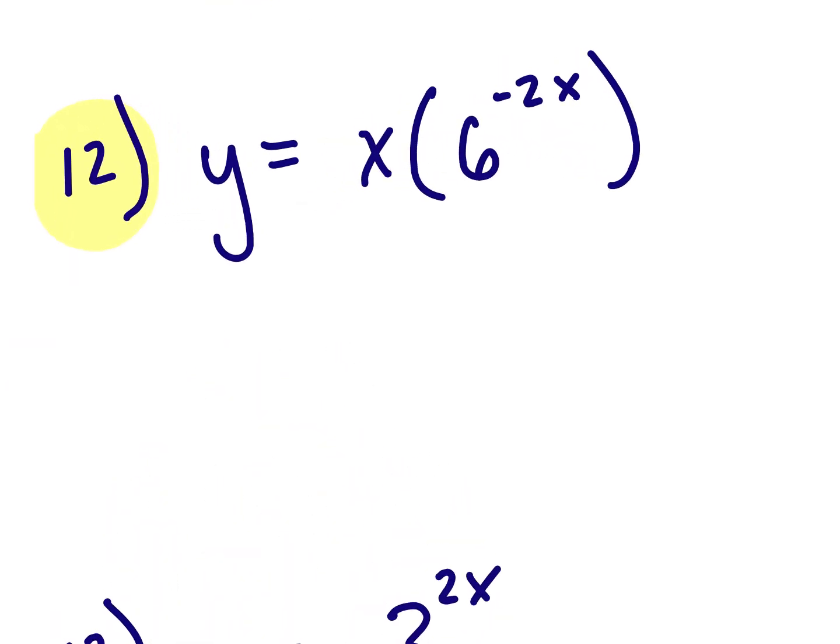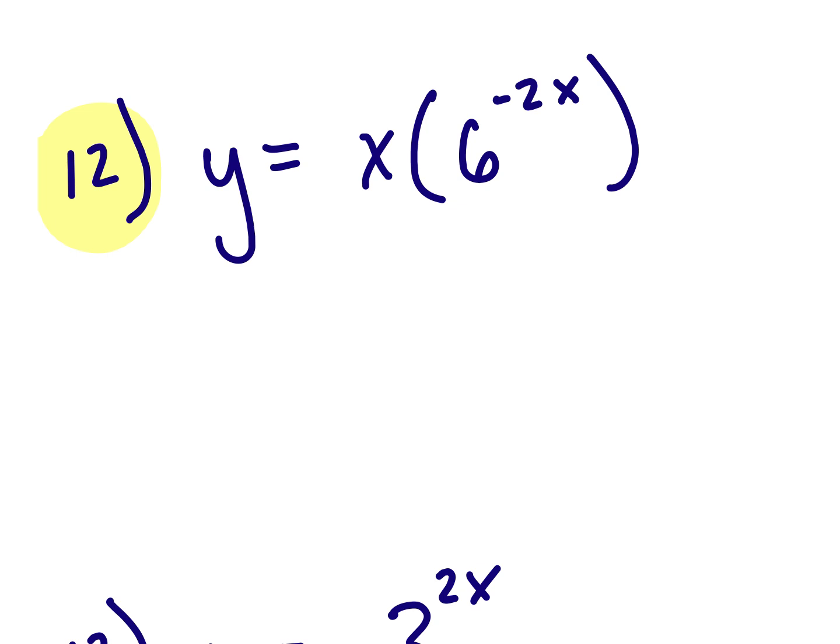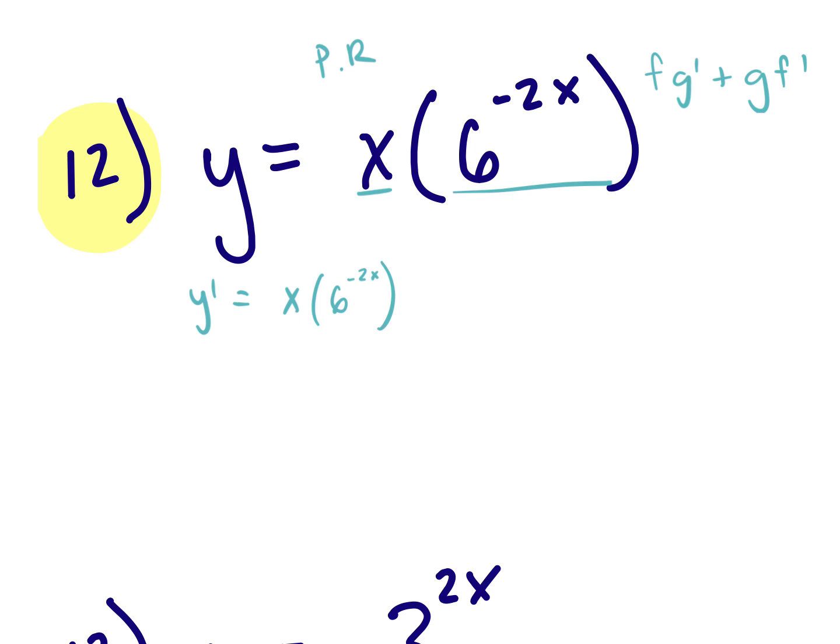Next, let's do 12. What would we have to do for 12? Product rule. We've got 2 terms here, x and 6 to the power of negative 2x. So we have to do our product rule. So the first times the derivative of the second plus the second times the derivative of the first. So our first would be x times the derivative of the second. So our derivative of 6 to the power of negative 2x, we keep it the same, 6 to the power of negative 2x, times the derivative of the exponent.